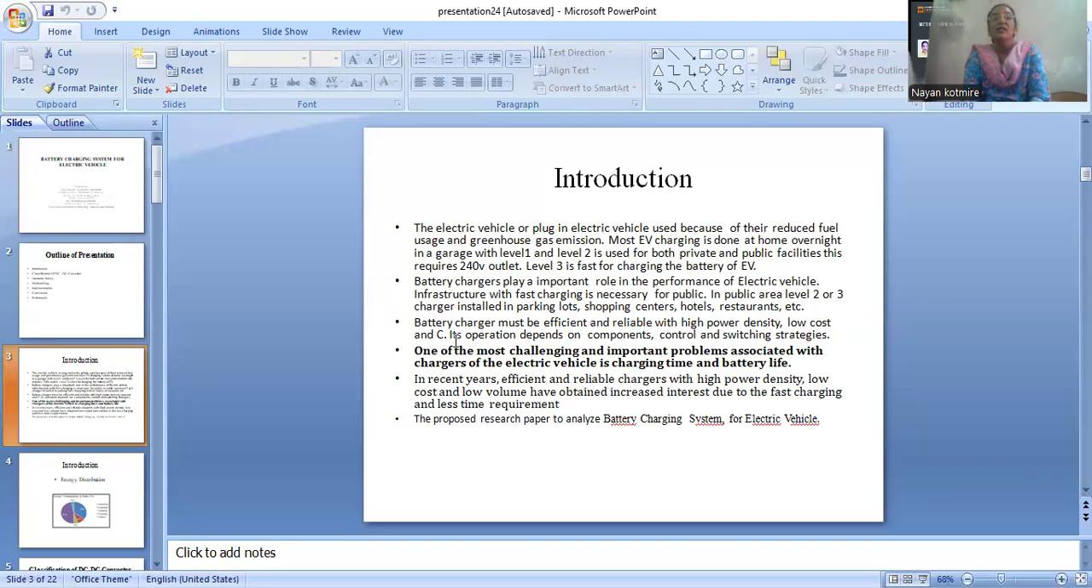One of the most challenging and important problems associated with chargers of electric vehicles is charging time and battery life. In recent years, efficient and reliable chargers with high power density, low cost, and low volume have attracted increasing interest due to fast charging and less time requirements. The proposed research paper is used to analyze the battery charging system for electric vehicle.